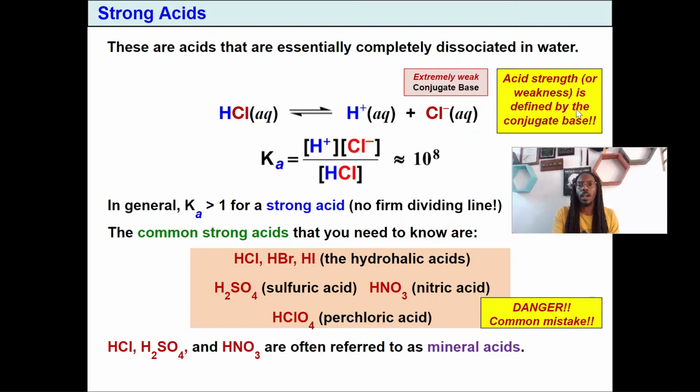Now, here's a little side bit. Acid strength is defined by your conjugate base, all right? This is how we know if you're going to have a weak or strong acid. In this case, chlorine just by itself is an extremely weak conjugate base. Because we have this extremely weak conjugate base, therefore, we're going to have a very strong acid. Okay, so this is just a side note: your conjugate base defines your acid strength.